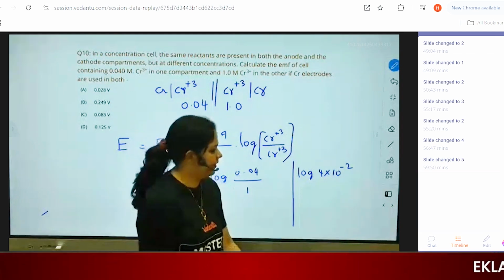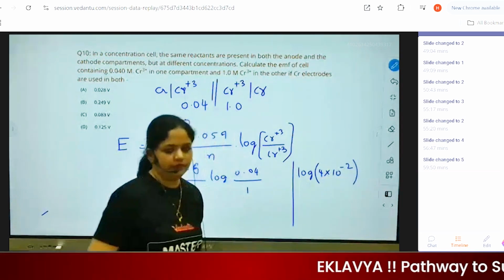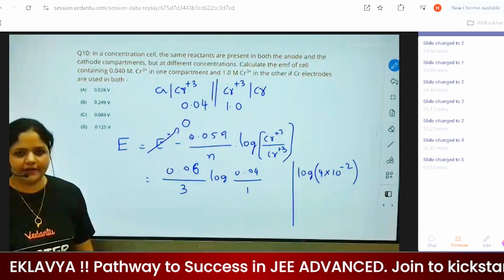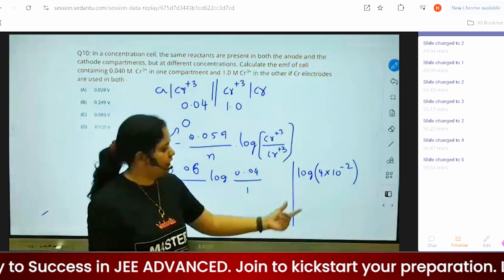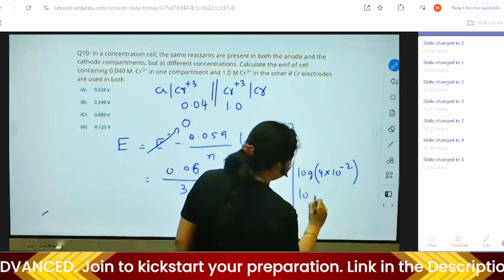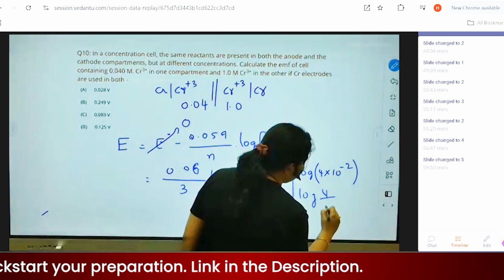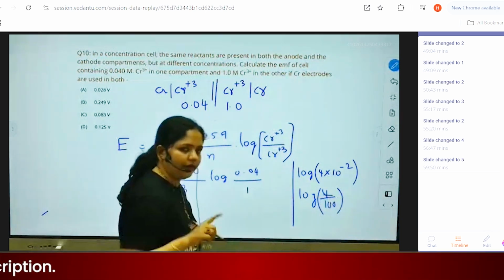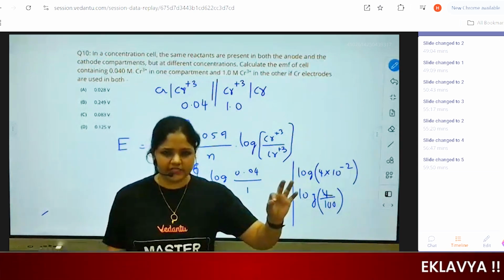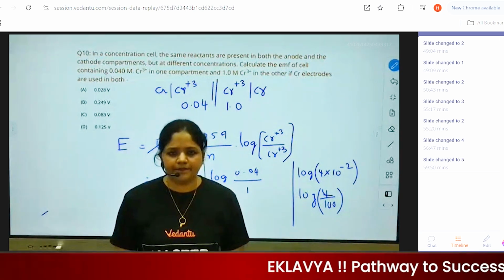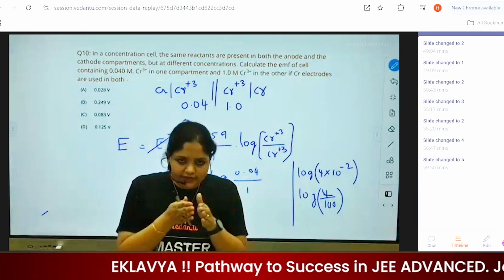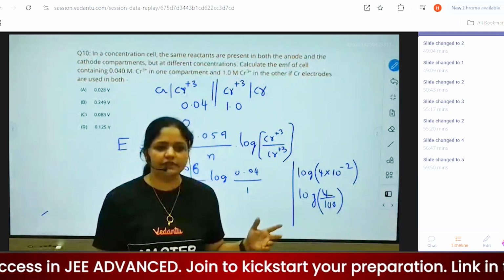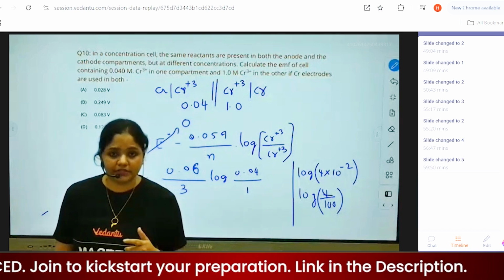Log of 4 into 10 to the power minus 2, if this comes up. Correct? Or 4 by 100 also we can take. Log 4 by 100. Whichever is easy for you, you can do that. But I always suggest you remember the log 1 to log 10 values. See, log 1 is 0, log 10 is 1. So in between 0 to 1, you should remember those values. Then it will be very helpful. Even if they have not given logarithm values, it will be much easier for you.